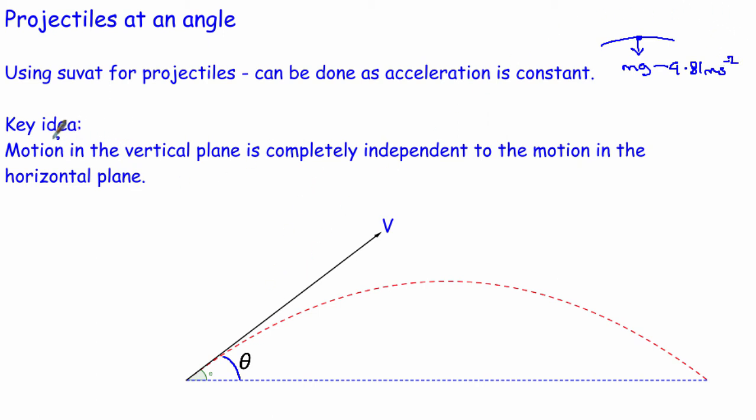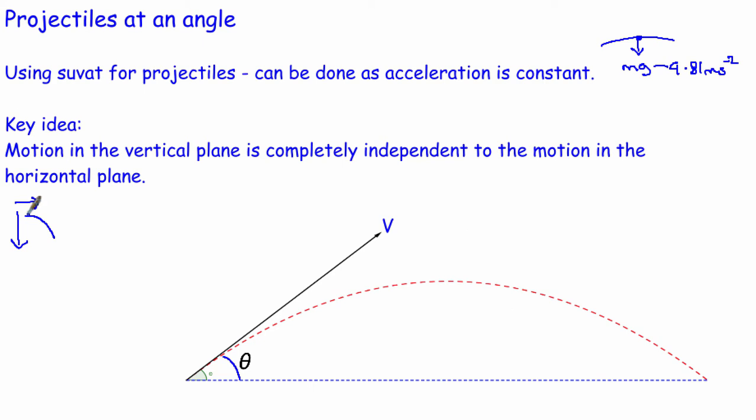And the most important idea that we had was that the motion in the vertical plane is independent of the motion in the horizontal plane. In other words, we can treat the horizontal motion and the vertical motion completely separately, because it's like an object accelerating downwards while moving at a constant speed across, so it will make this type of shape, a parabola.